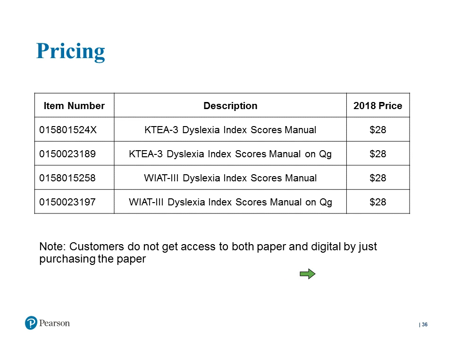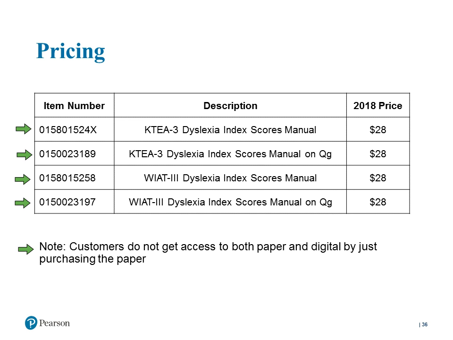If I'm looking at something like pricing, this is exactly what you would have to add. So the Dyslexia Index Scores manual, the paper version, is $28. The digital version on Q Global is $28. You can see a pattern here. The WIAT-III paper manual is $28, and as is the Q Global manual.